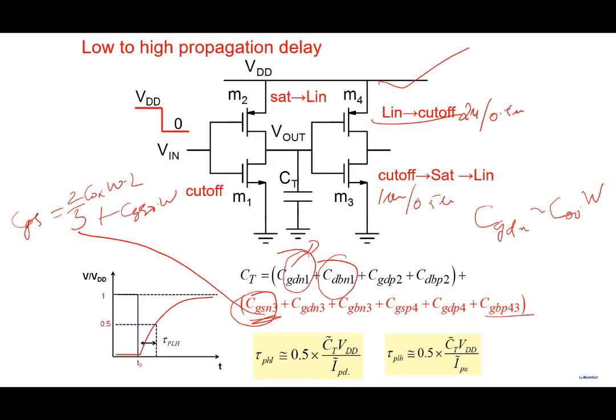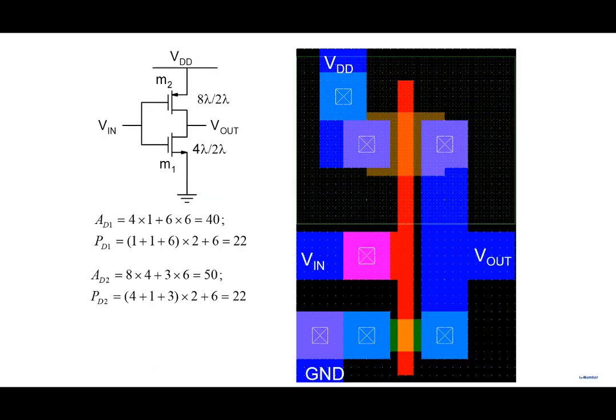How do I get these values without knowing the area of the drain and perimeter of the drain? Where will these things come from? Well, you have to do the layout, because these are geometrical information. So you have to take this schematic and convert it into a layout like this.